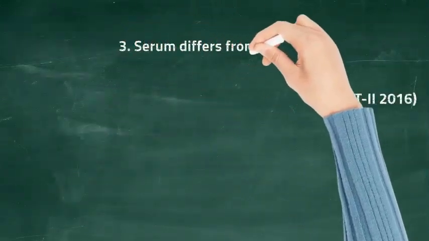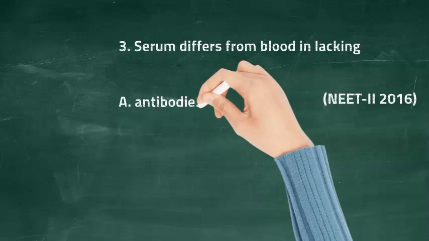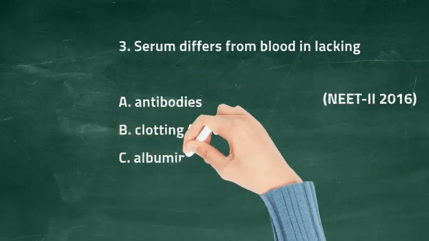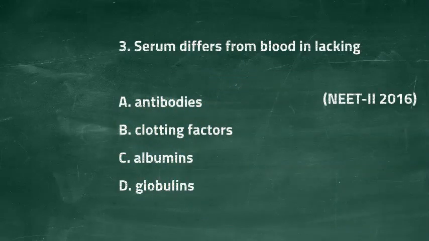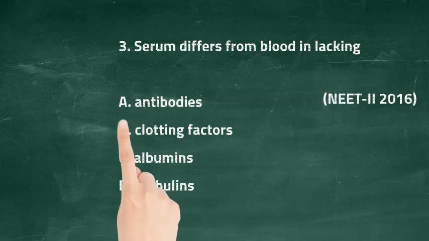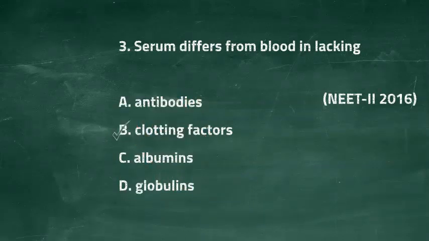Question third. Serum differs from blood in lacking: Option A is antibodies. Option B is clotting factors. Option C is albumins. And option D is globulins. So the right answer is option B, which is clotting factors.